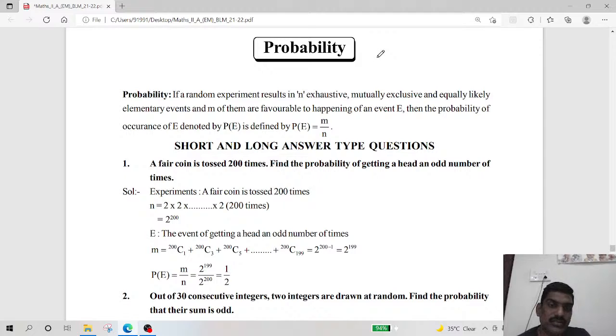That means we can get a head the first time, the third time, the fifth time, like that the 199th time also. All that we have to add up. That is our favorable events divided by total number of events. 200 times we are tossing a coin. What are the total outcomes? 2 power 200.